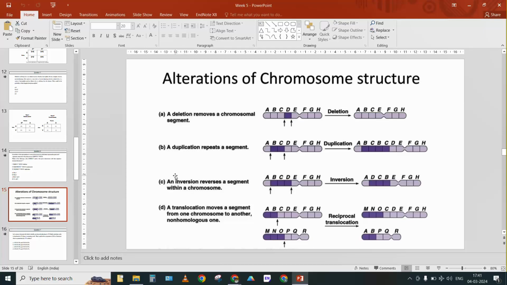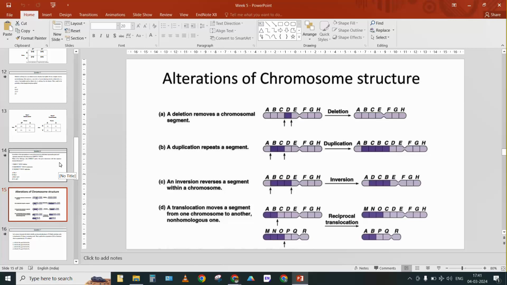So these four types of structural alterations can have significant consequences on an individual's health and development, depending on the extent and nature of the chromosomal changes. They may lead to genetic disorders, birth defects, or increased susceptibility to certain diseases. Understanding these alterations is crucial in the field of genetics, and health researchers and healthcare professionals use it to comprehend the underlying causes of various genetic conditions.